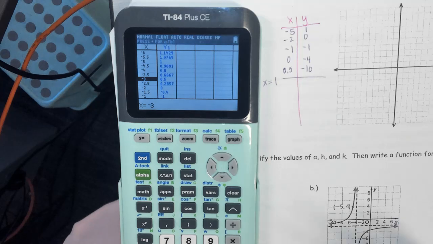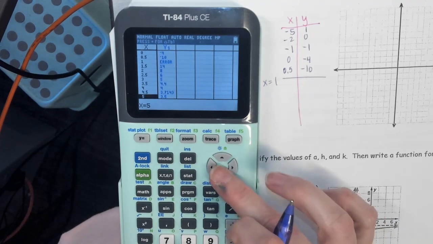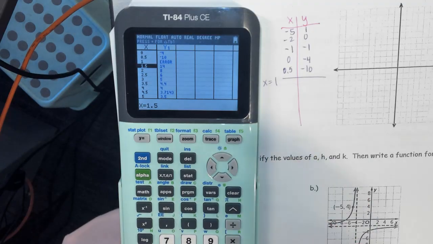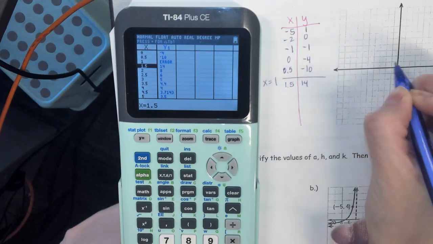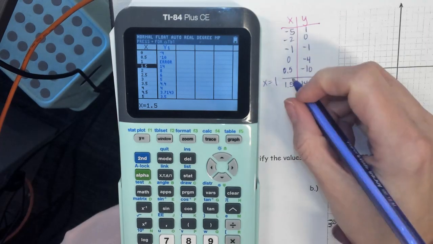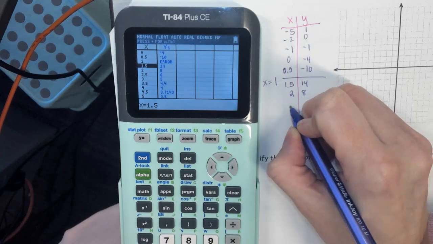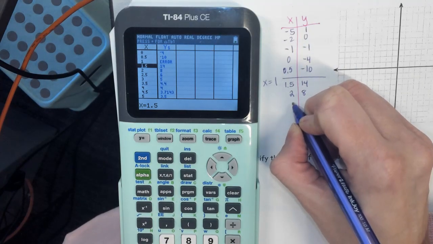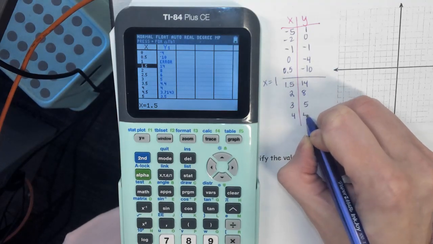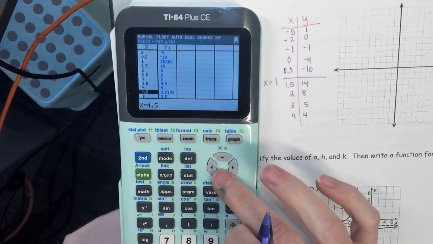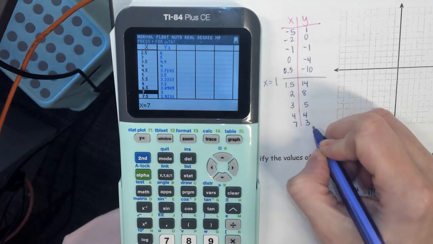You don't have to choose the exact same points I do. I just want you to understand why I'm choosing some of these. Okay, so at 1.5 I'm at 14. That's going to be off of my grid, but that's going to help me graph this. At 2 I'm at 8. 2.5 is 6. 3 is 5. 4 is 4. And then at 7 I'm at 3.